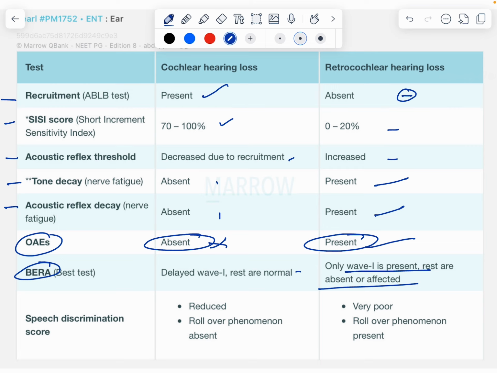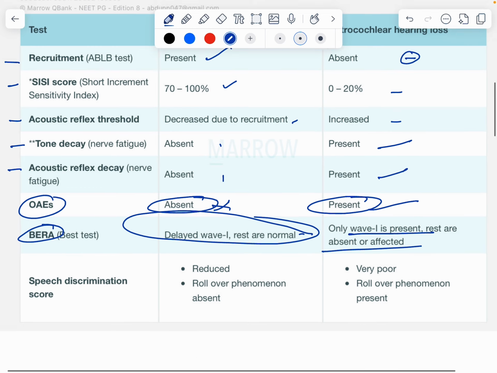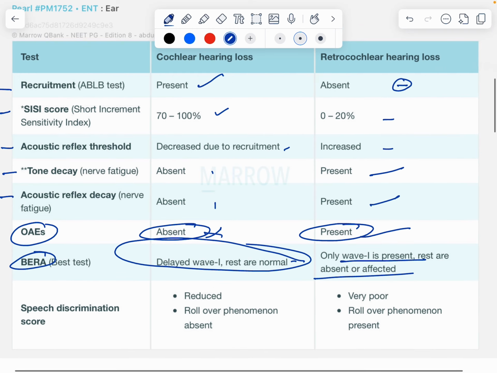So in cochlear hearing loss, the cochlea is damaged, but it will not be reflected on BERA. So BERA will be almost normal, but there will be a delay in wave 1 because there is a delay in the sound impulses reaching the auditory nerve. But in retrocochlear hearing loss, only wave 1 is present, rest are absent or affected.